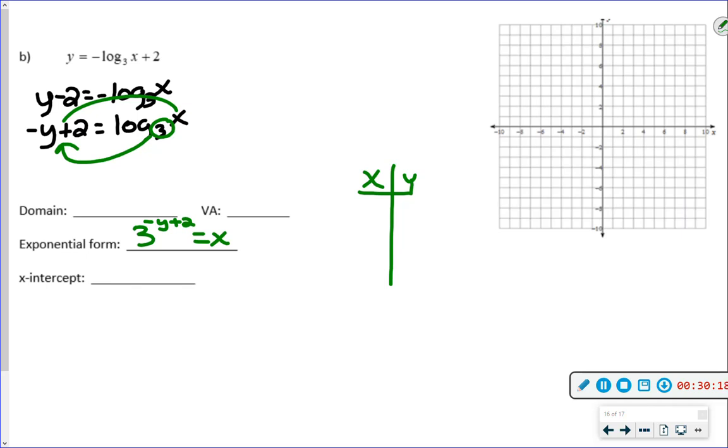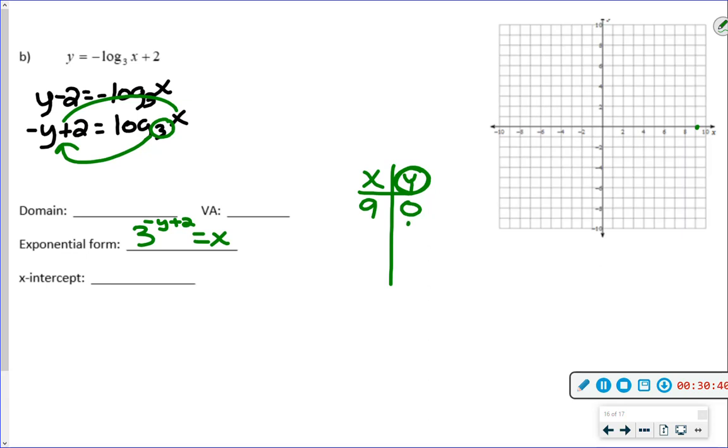Okay, same deal. I'm going to pick nice small numbers for y. We're putting them in for y so I can do the exponent in my head. I don't know. Let's start with 0. Negative 0, that's weird, 0. 0 plus 2, 2. What's 3 squared? 9. Got it. And there's your x-intercept if you want to throw that down on the blank.